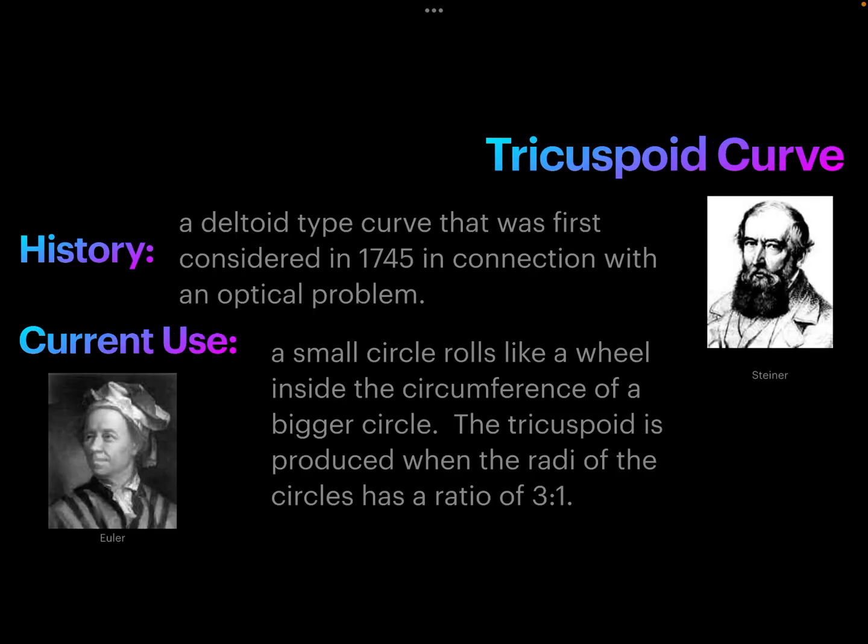The tricuspoid curve is also known as a deltoid curve, dated back to 1745. This curve has been connected with an optical problem. The latest use of this curve shows a small circle rolling like a wheel inside of a larger circle. The tricuspoid is created when the radii of the circles has a ratio of 3:1.